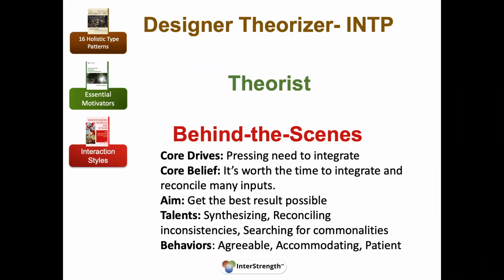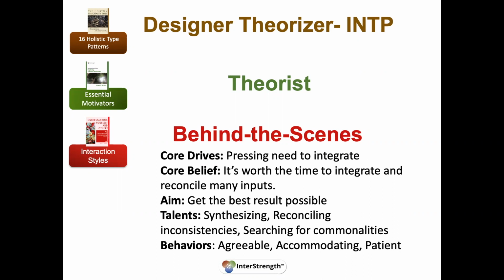And so when they're interacting with others, they may be calm, quiet, reflective. They might wind up questioning to get more information. Sometimes it's saying nothing because they're absorbing all of this. The aim of all of this effort, which may not look like effort, it may look like doing nothing, is to get the best result possible. And it's really worth it to put in that time to get that best result possible, according to the designer theorizer and the behind the scenes.